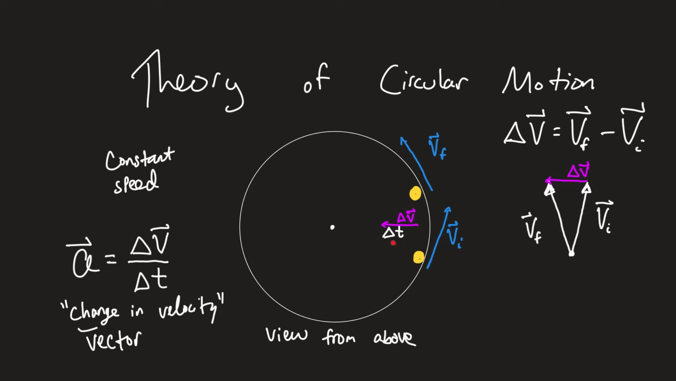Got this little delta T still hanging out over there, but this line is the change in velocity vector. So notice that it points inwards. Okay. Now, how do we connect this to acceleration?